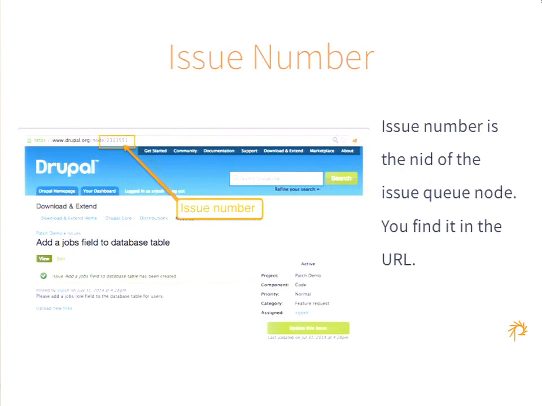So when you create an item in the issue queue, you are creating a node on Drupal.org. As you know, nodes have NIDs. So the issue number is actually the NID of the issue that you created in the issue queue for that module. It's right there in the URL. You should know how to find it.